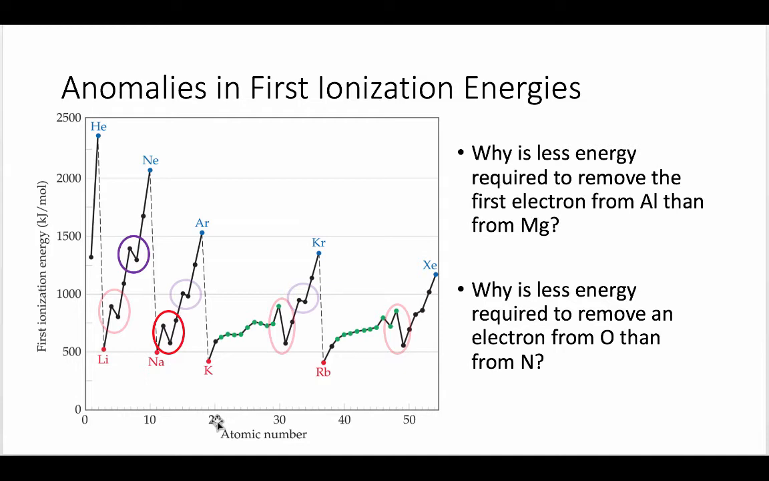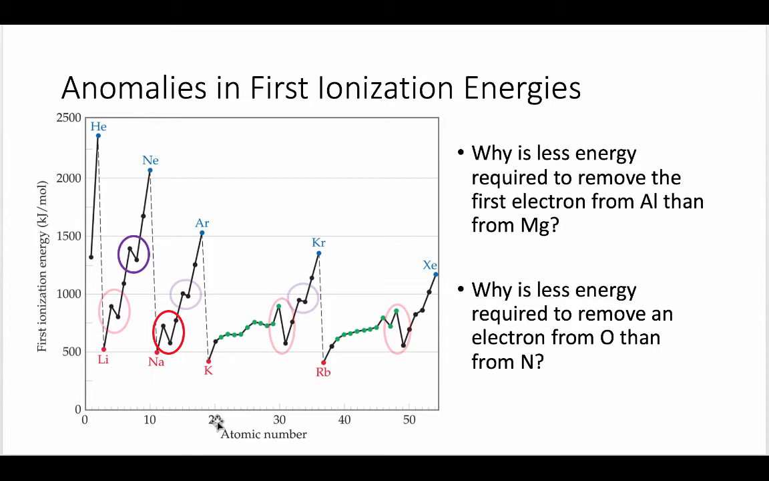magnesium has a full S sublevel. So that first electron in aluminum is actually the first electron in a higher energy sublevel. So it's a little bit easier to remove because it's that very first electron in that higher energy level. So it's less stable and easier to remove. Remember, magnesium has the full sublevel. The S sublevel is full.